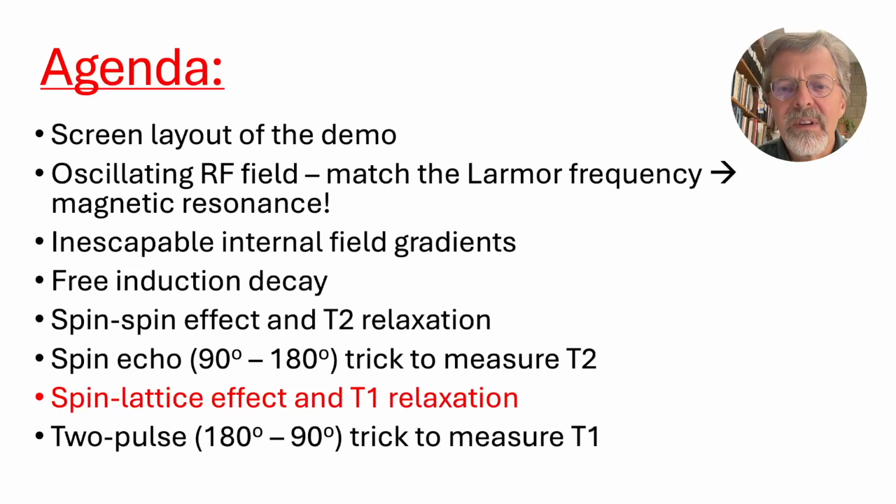If we allow a spin all by itself to sit in the matrix of material that it's sitting in, eventually it can give some of its energy away to the so-called lattice, the environment that it sits in. This phenomenon is measured by measuring something called the T1 relaxation time. And I want to show you that next with our simulation here.